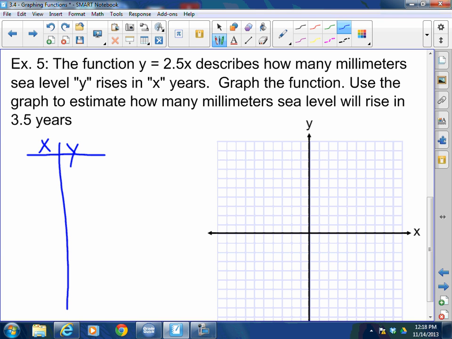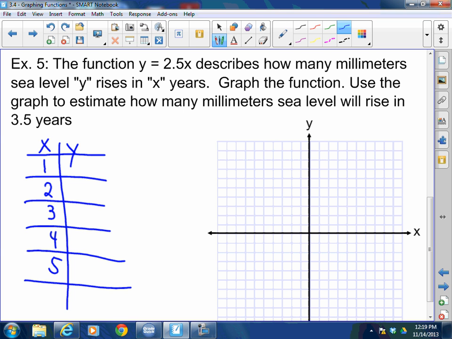Let's go 1, 2, 3, 4, 5. Why am I not using 0? Because you can't have 0 years. Why am I not using my negative numbers? Because you can't have negative years.